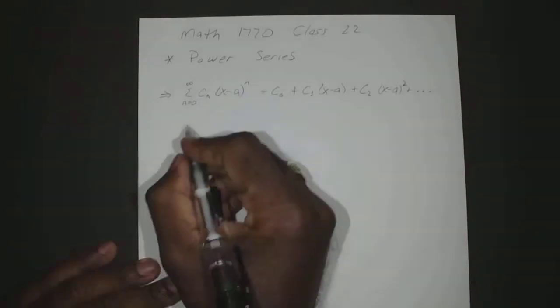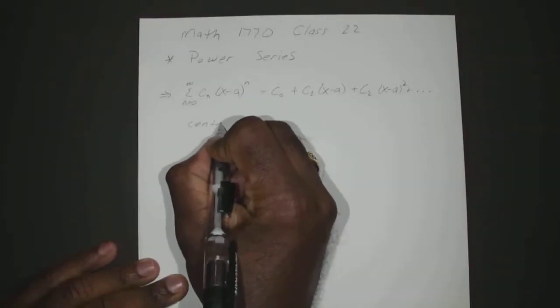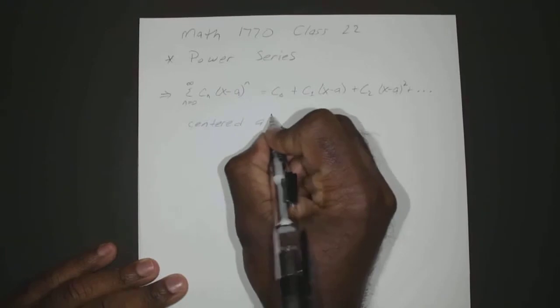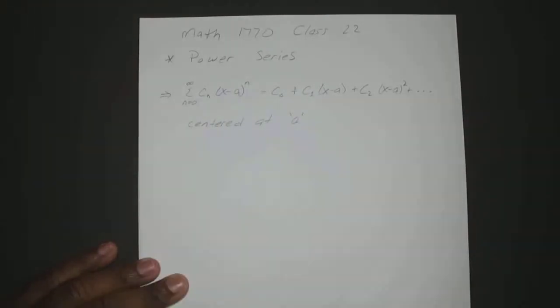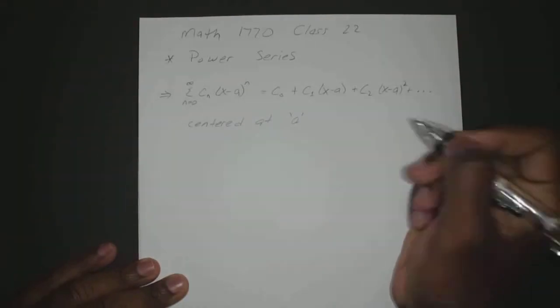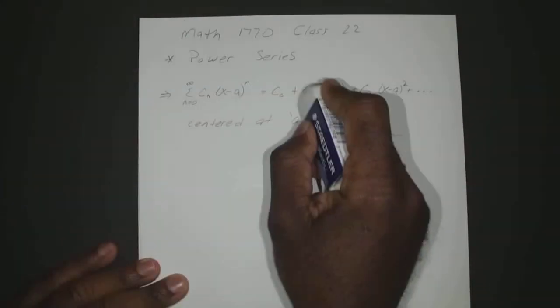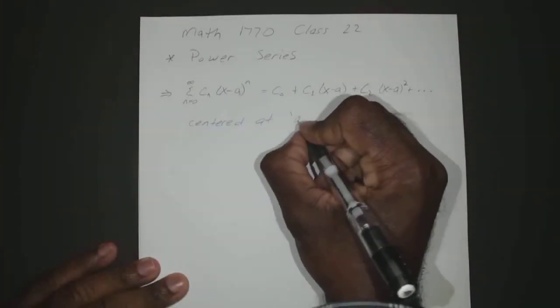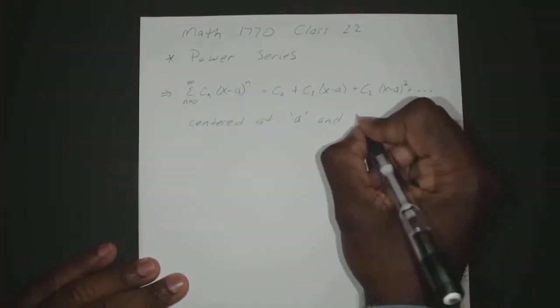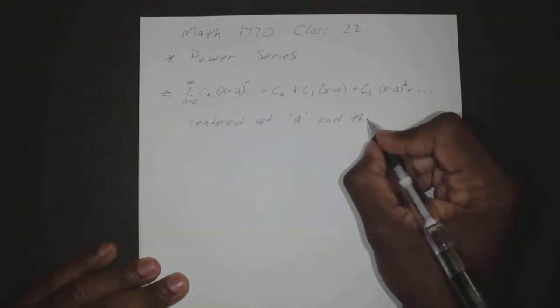Now this power series is centered at whatever a is. So whatever value a is, that's where it's centered. And the c sub n's are coefficients.